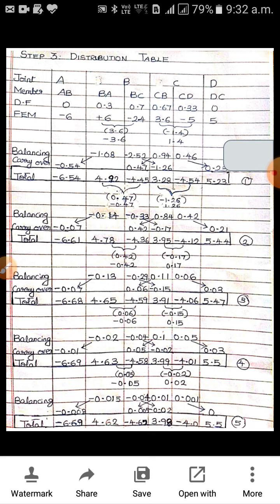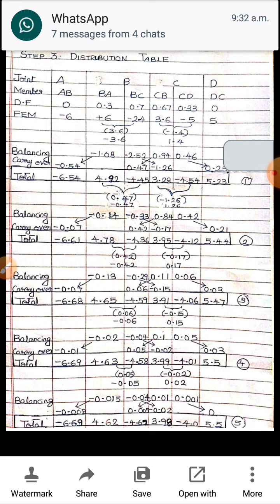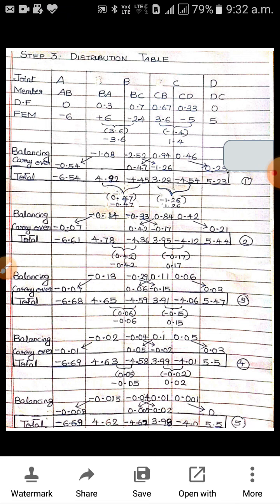Distribution factor again, it is there only for the intermediate support or the middle support. So for BA and BC you will have distribution factors. Similarly for CB and CD you will have distribution factors. And again the sum of the distribution factors at an intermediate joint is equal to 1. So see here, 0.3 plus 0.7 for B is 1, and 0.67 plus 0.33 for C is 1.